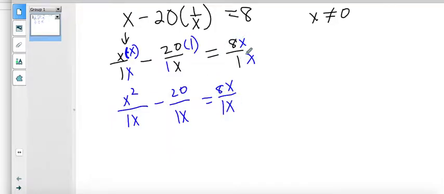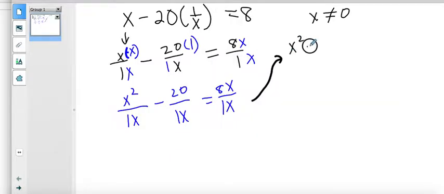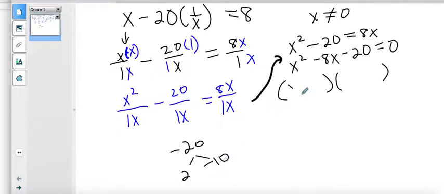When the denominators are the same, you don't need them anymore. So what it changes to is now just the numerators: x squared minus 20 equals 8x. I'll subtract 8x on both sides and get x squared minus 8x minus 20 equals 0. I want to factor by looking for two numbers that multiply to -20 and add to -8. And that's 2 and -10, which give you -8. So x plus 2 and x minus 10 equals 0.